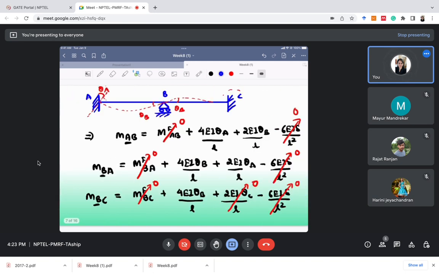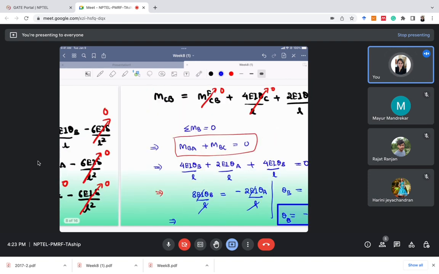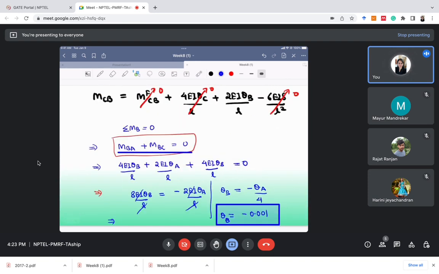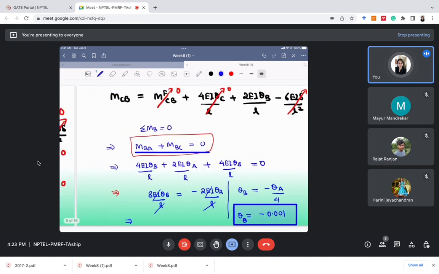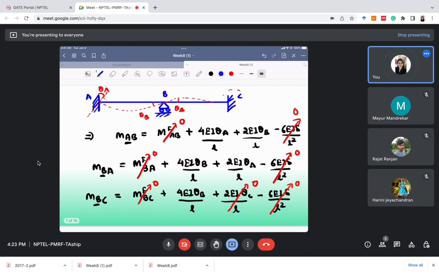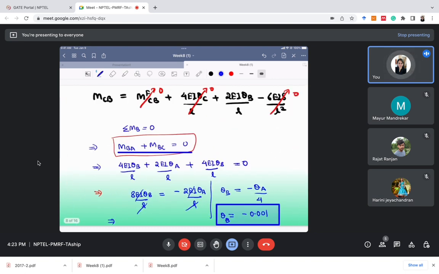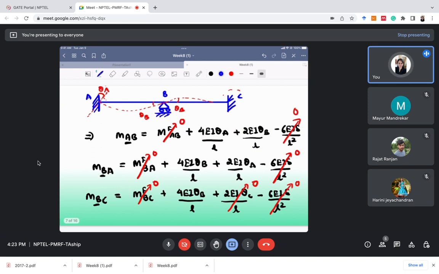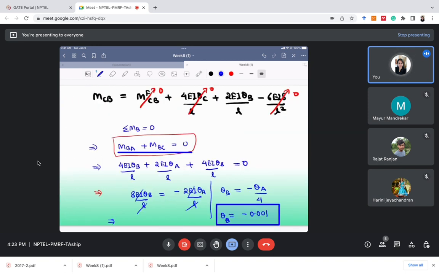In GATE, if you have a lot of practice, you know that at the end you have to apply the equilibrium equation. For applying it, you need MBA and MBC only, because here I was using MBA plus MBC equal to 0. So you need not write all the equations. You can just write MBA and MBC, add them and equate to 0. Here we find the value of theta B as minus 0.001.